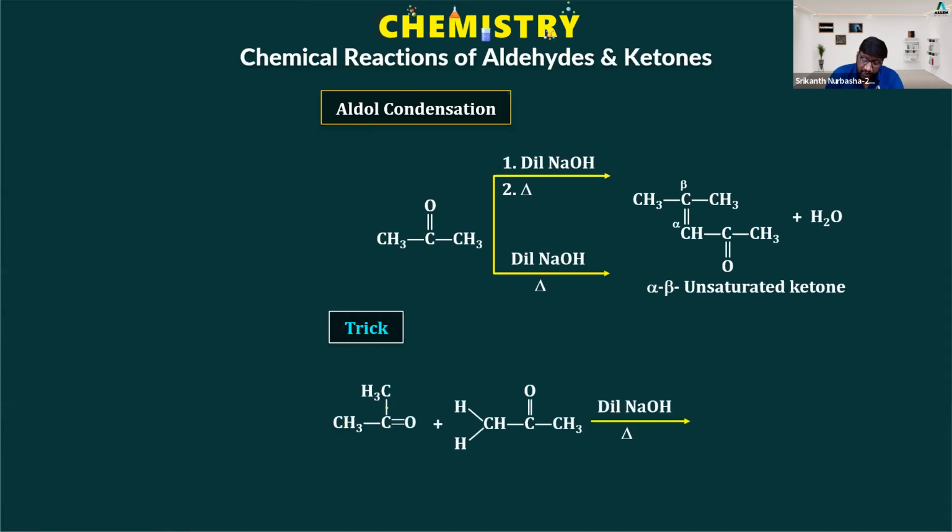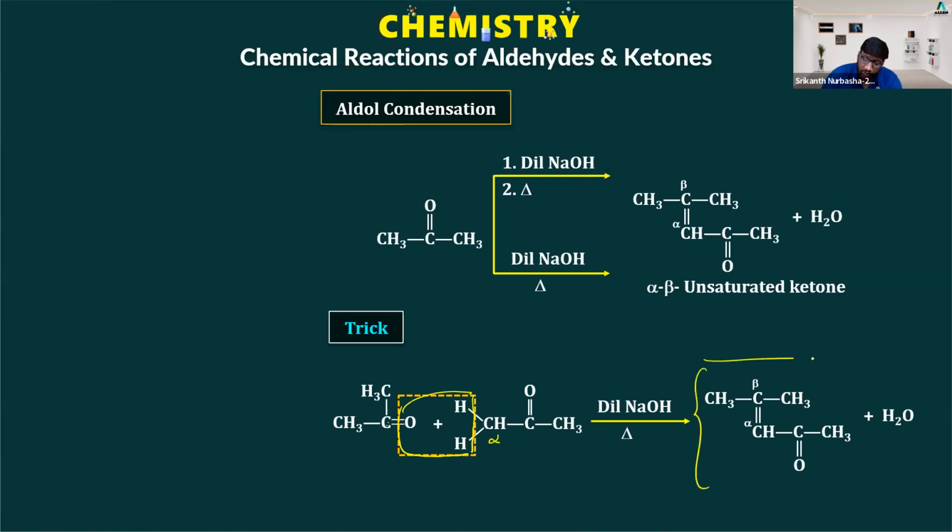Like we have CH3 C double bond O CH3 and CH3 C double bond O CH3, right? With respect to the C double bond O, on the alpha carbon you remove 2 hydrogens, and from the other molecule you remove the oxygen of C double bond O, and connect these 2 carbons with a double bond. So you get CH3 C double bond CH C double bond O CH3 plus H2O. This is nothing but the product.